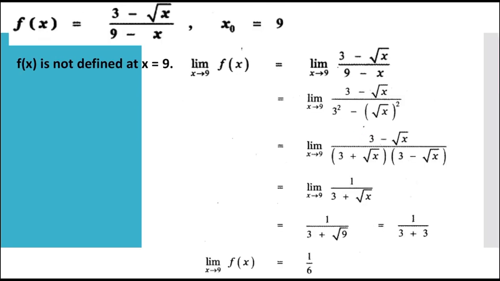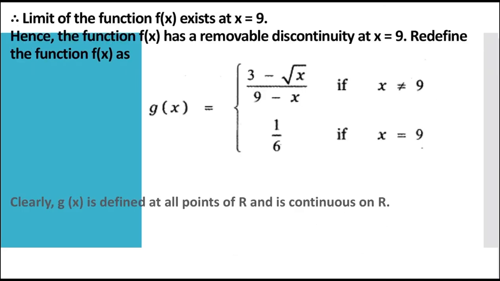We have calculated it, right? When x is equal to 9, it is 1 by 6. So, we can redefine the function like this. g of x is equal to 3 minus root x by 9 minus x if x is not equal to 9, and 1 by 6 if x is equal to 9. So, g of x is defined at all the points of R and it is continuous. Okay.